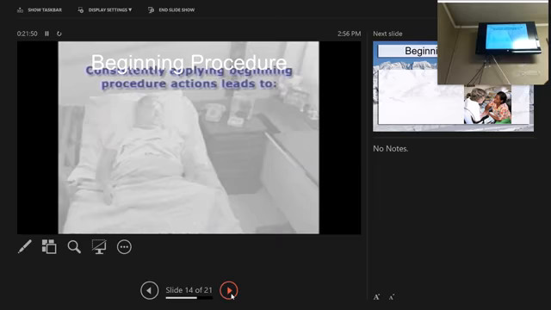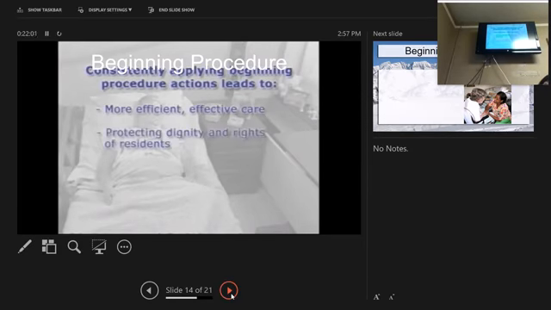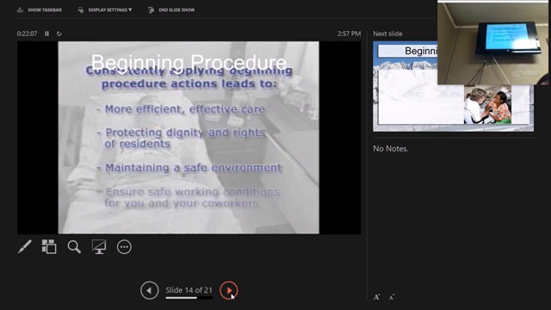By memorizing the steps outlined previously and incorporating them as part of your routine, you will be better able to provide efficient, effective care to your residents. Your actions serve to protect the resident's dignity and rights, maintain a safe environment for the resident, and ensure safe working conditions for you and your coworkers.